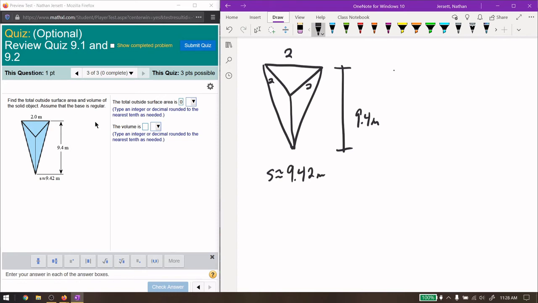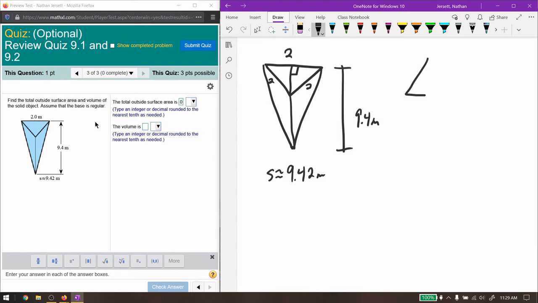The volume is easy, right? The volume is just going to be 1/3 the base area times the height. The surface area, just add up all the surface areas. Now, for the bottom triangle, we do not know the height. We need to know what this distance is here to define the area of the bottom triangle.